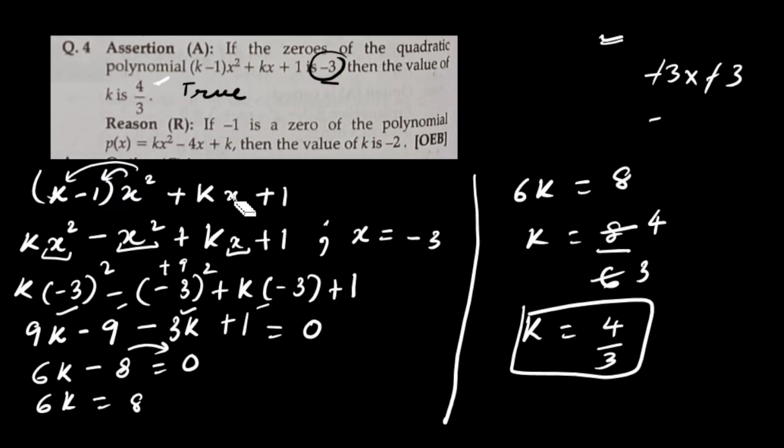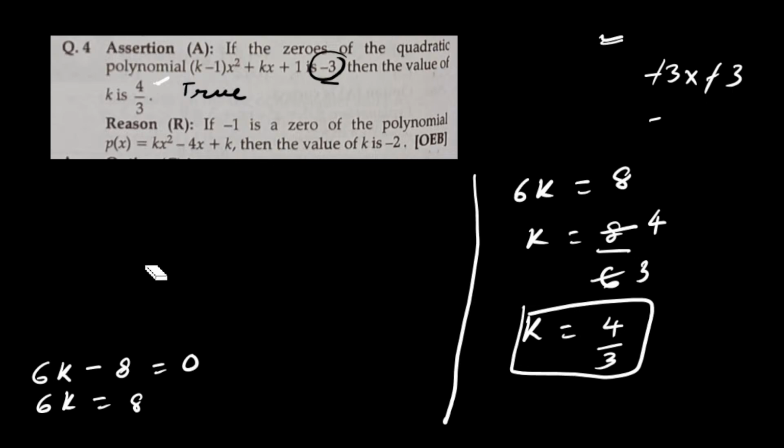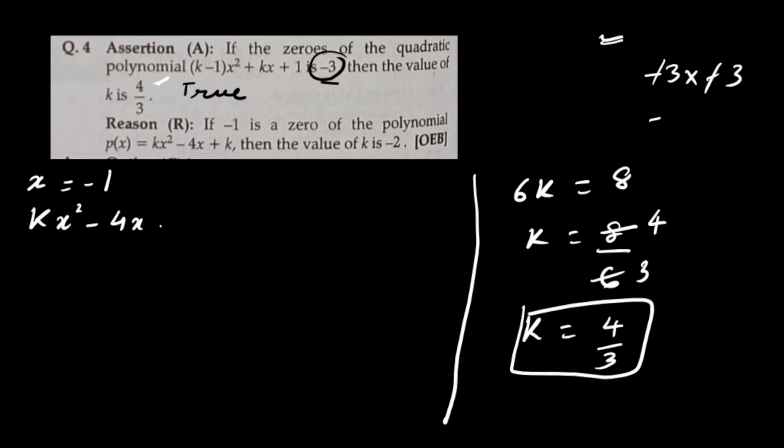Let's check the second one now. I'll just clear this. For the second one, they have mentioned that minus 1 is the zero of the polynomial. So minus 1 being the zero of the polynomial means we have to take the value of x as minus 1. The polynomial given to us is kx square minus 4x plus k. If minus 1 is the zero, or solution, of this polynomial, then k's value, what will we get? Minus 2. So let's check this one.